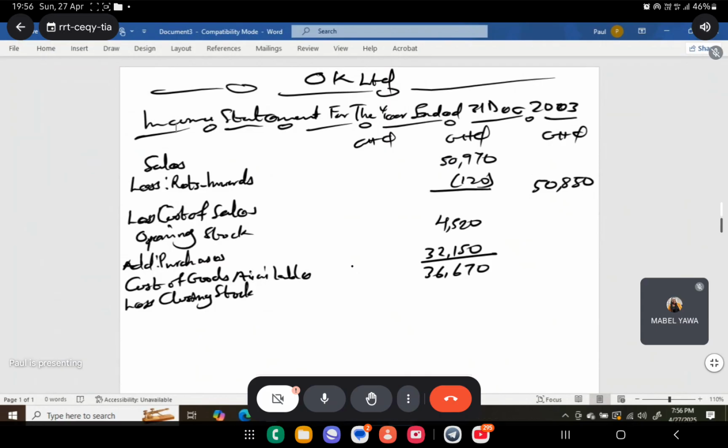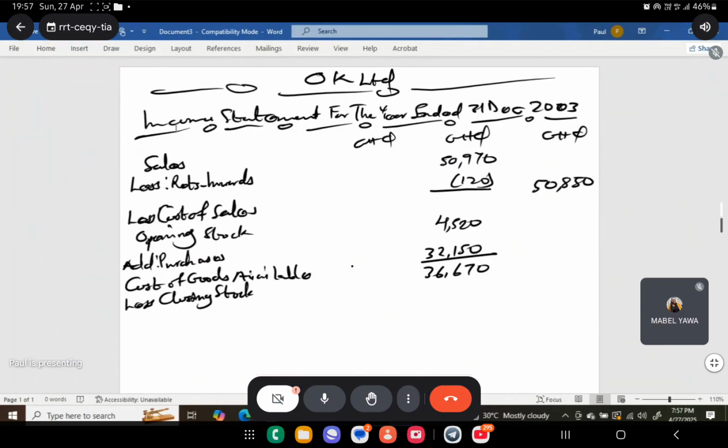Or we were able to sell 80. We were left with 20. But sometimes they will tell you that out of the 100 goods you gave us, we are left with 12. So if they tell you that they are left with 12, that's the closing stock. It should tell you the amount of goods they sold. If you gave them 100 and they are left with 12, it means they sold 88, isn't it?